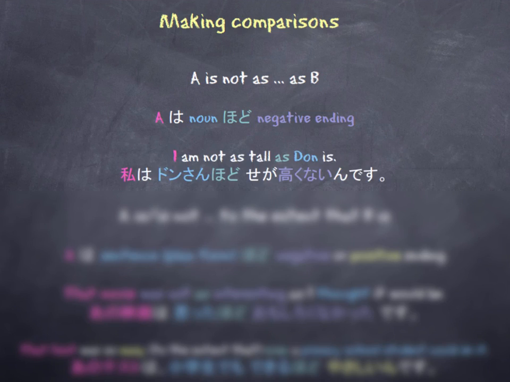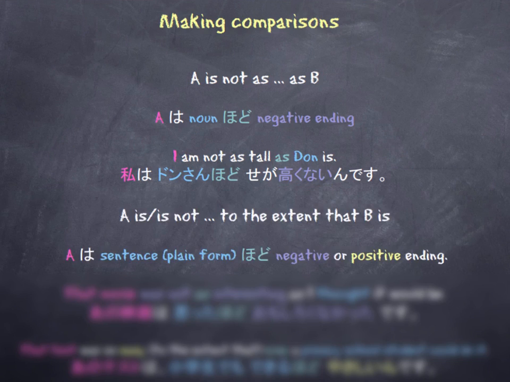For example, I am not as tall as Don is. 私はドンさんほど背が高くないんです。So we have here A, which is I, 私, and our noun in this case is Don. And then we've inserted the hodo, which indicates that we're making a comparison between something. And we've finished with our negative ending, takakunai, not as tall.